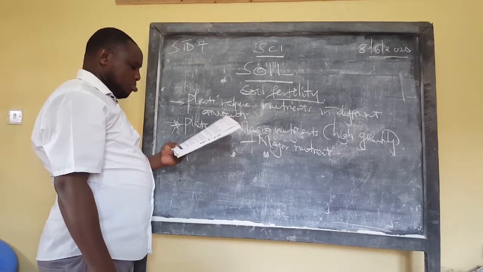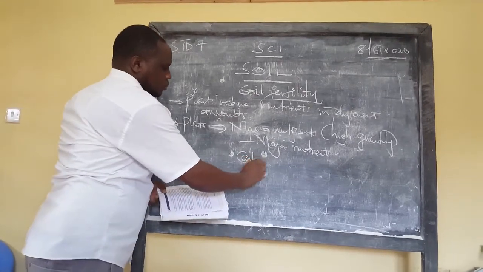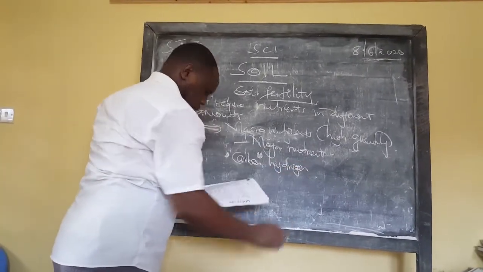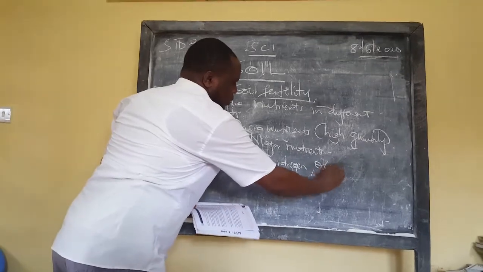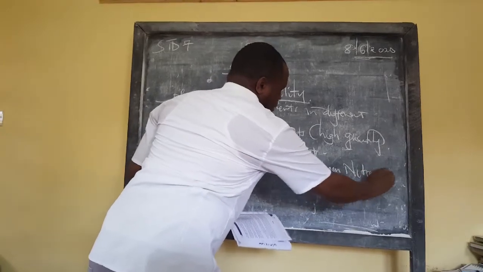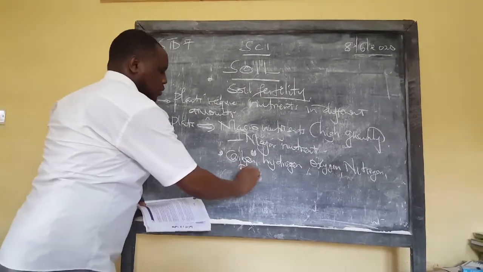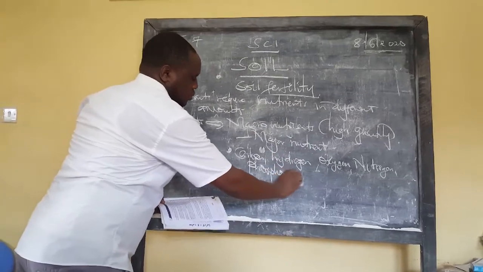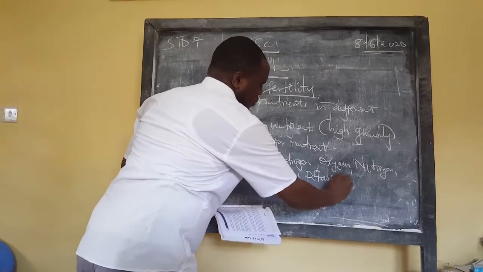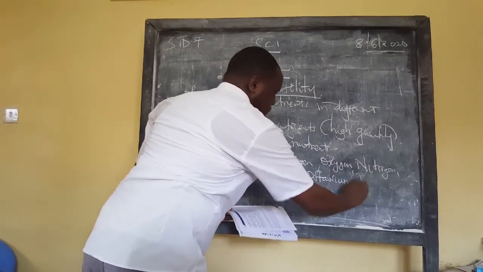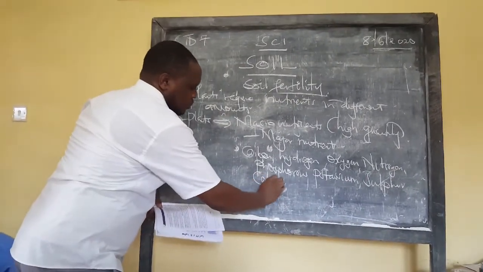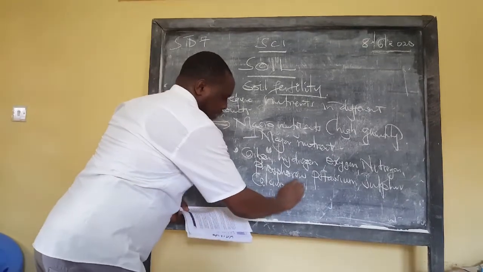they include carbon. We have what we call hydrogen. We have oxygen. Then we have nitrogen. We have phosphorus. Potassium. Sulfur, calcium, and magnesium.